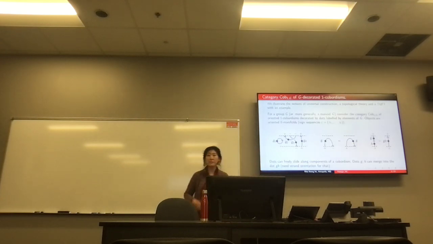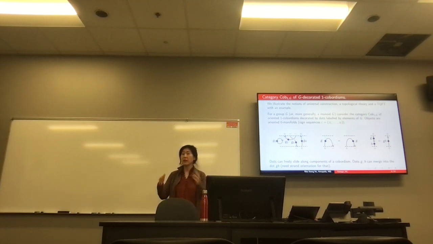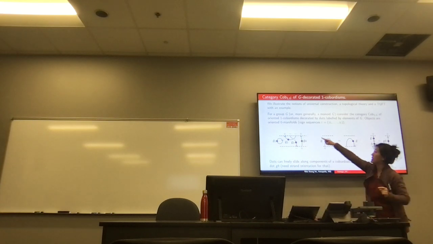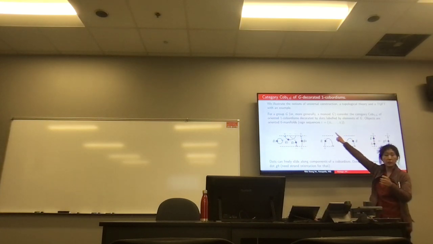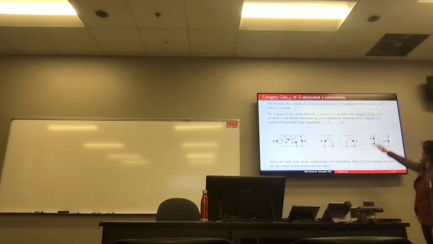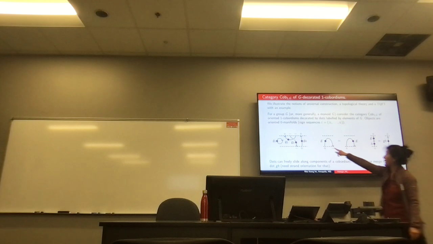So what I'm going to do is, because I'm not sure how much background everyone has, I'll do something much more elementary. This is along the lines of Jonathan Brundan's first talk this morning. Let's say Cob_1,G is a category of one-dimensional cobordisms where the decorations are labeled by elements of G. Here we're going to assume that G is a group, or maybe G is a monoid. So there's associativity and identity, but not necessarily are elements invertible. So let's consider this category of oriented one-dimensional cobordisms with decorations by dots, and these dots are labeled by elements of G.